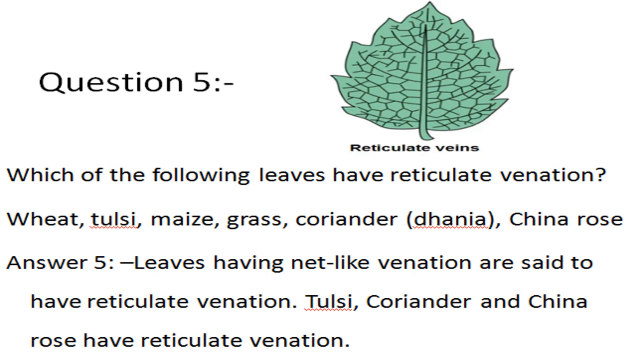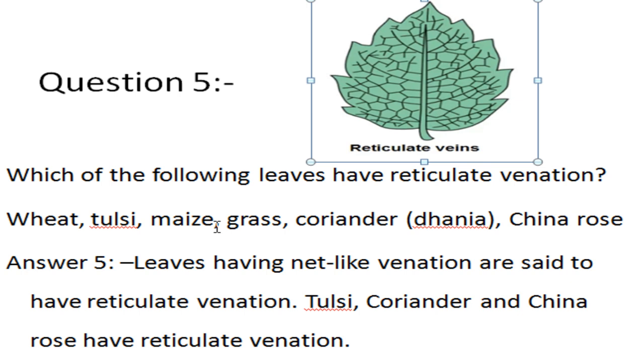Our next question is question number 5. Which of the following leaves have reticulate venation? As you can see, this reticulate venation means it forms a net-like structure in the leaves. The veins are arranged in a net-like structure. They are called the reticulate venation. So which of these plants is having the reticulate venation? Wheat, tulsi, maize, grass, coriander, dhania or China rose.